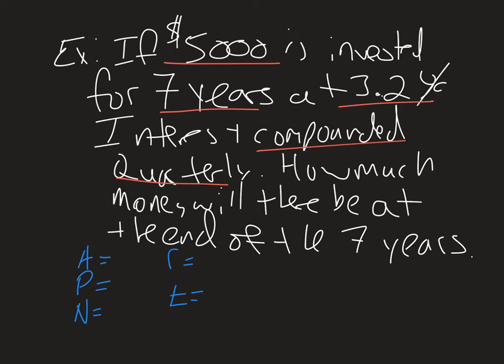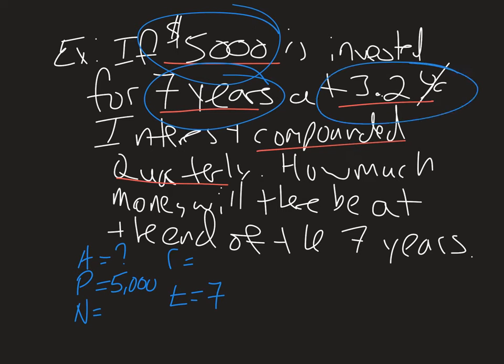So what we really want to know is how much will be at the end. So A is what I don't know in this case. Okay. Now, likewise, I'm looking up here. $5,000 is invested. That tells me that's my initial amount. That's what I start with. That's P. Okay? I'm looking at 7 years. So 7, okay, probably is going to be where T is. 3.2%, that would be my R. That's my growth rate. So 0.032.